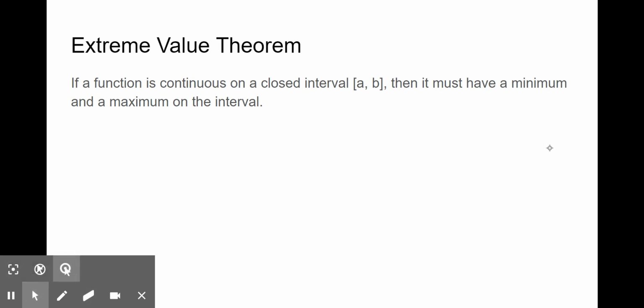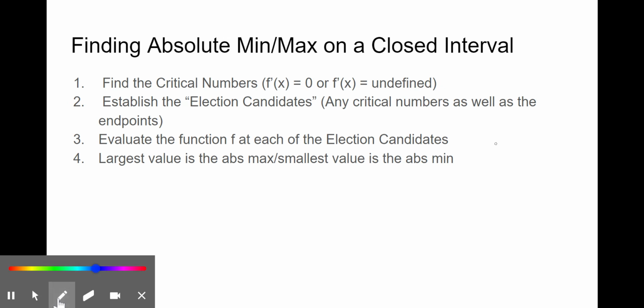All right, so now what we're going to do today is find absolute mins and absolute maxes on a closed interval. Okay? So the first thing you're going to do is find the critical numbers, which we just did a couple slides ago. Find f prime of x, set it equal to 0, or where f prime is undefined. The next thing you're going to do is establish the candidates that could be the absolute min or the absolute max.